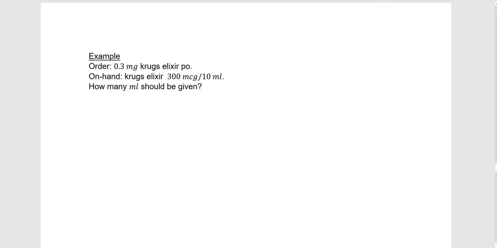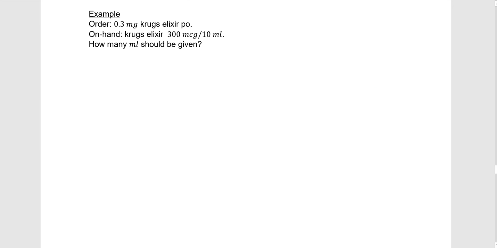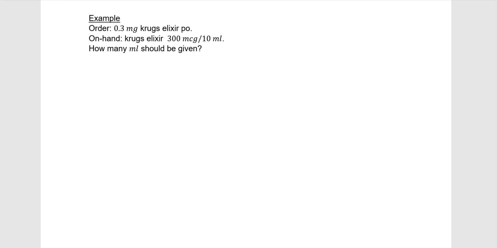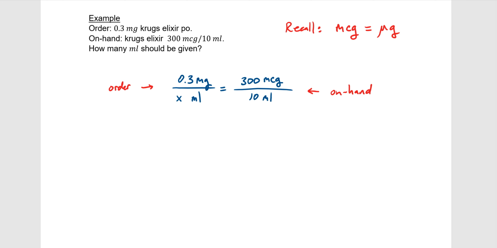Okay, in this next example, we have an order of 0.3 milligrams Krug's Elixir PO, and then the on-hand drug that we have is going to be 300 micrograms for every 10 milliliters, and we want to know how many milliliters should be given. So let's set up the proportion just like we normally would. Okay, so this is what the proportion would look like.